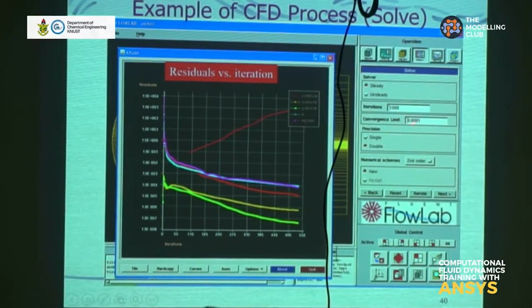Convergence limit: 0.001 is your convergence limit. Precision, single or double, you specify that. And then the numerical scheme: here a second order numerical scheme was selected versus a first order numerical scheme, and so on. So this is the solve panel, and this is what you would expect to see in terms of the residual plots as the solution goes on.